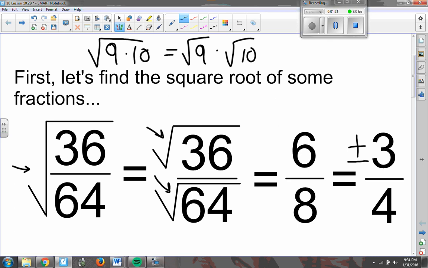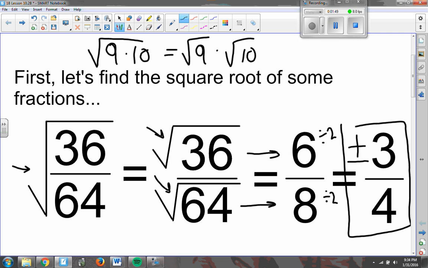So take the square root of the numerator on the top and the denominator on the bottom. So the square root of 36 over 64 is equal to the square root of 36 over the square root of 64. Well, we know the square root of 36 is plus or minus 6. Square root of 64 is plus or minus 8. And we can reduce that fraction, obviously, by dividing both of those by 2. Divide by 2. Divide by 2. And we get plus or minus 3/4. So to take the square root of a fraction, we just need to take the square root of the top, or the numerator, and the square root of the bottom, the denominator of that fraction. That's something I think we can all handle.